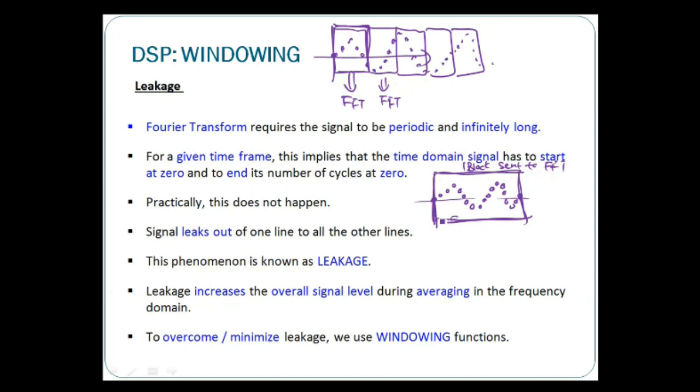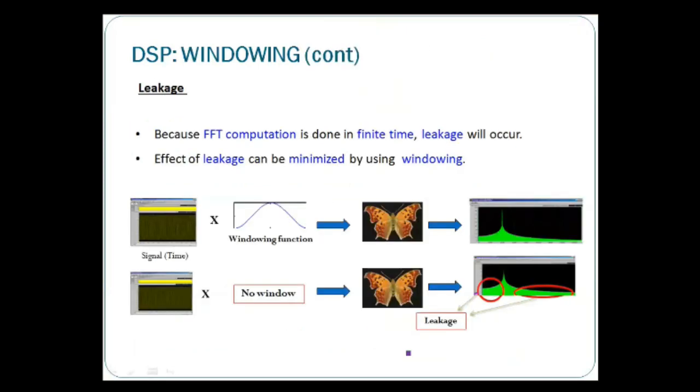You cannot control the time when it starts at n0, so the signal will leak out and you will have this leakage error coming in. All right. So to overcome this, we use windowing functions. The FFT computation is done in finite time, so leakage will definitely occur. The effect of leakage can be minimized by using windowing.